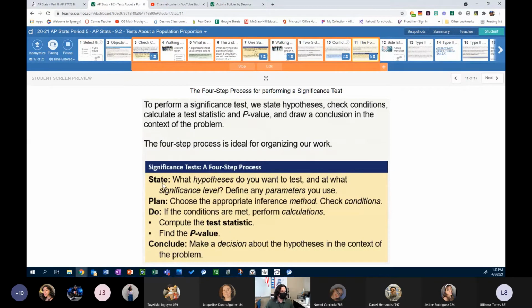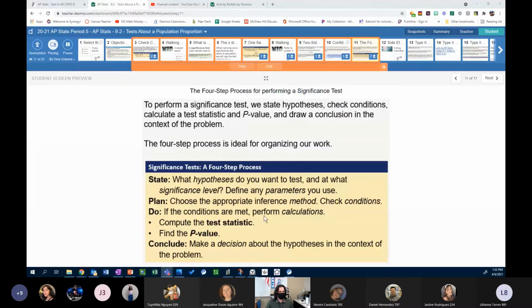So step 1, State: what are we going to do? What hypotheses do you want to test and at what significance level? Define any parameters you use. Plan: choose the appropriate inference method and check conditions. In this case, dealing with proportions, we only have the one inference method available right now. It's the one sample z-test for a population proportion. So part of planning is checking our conditions.